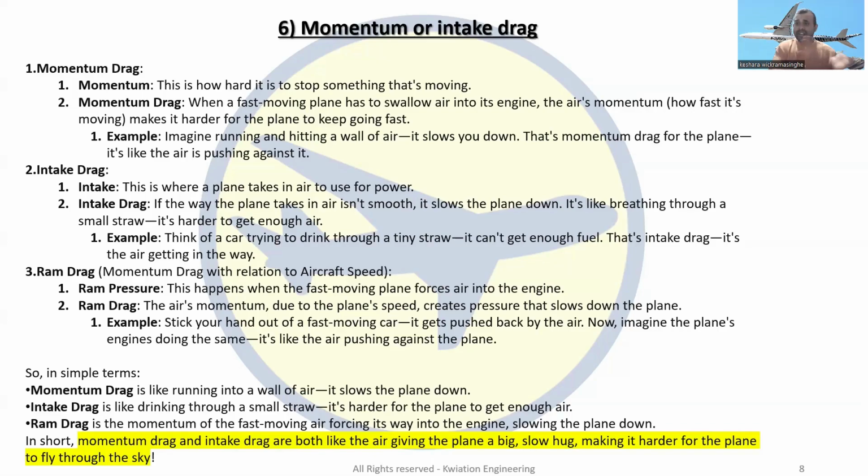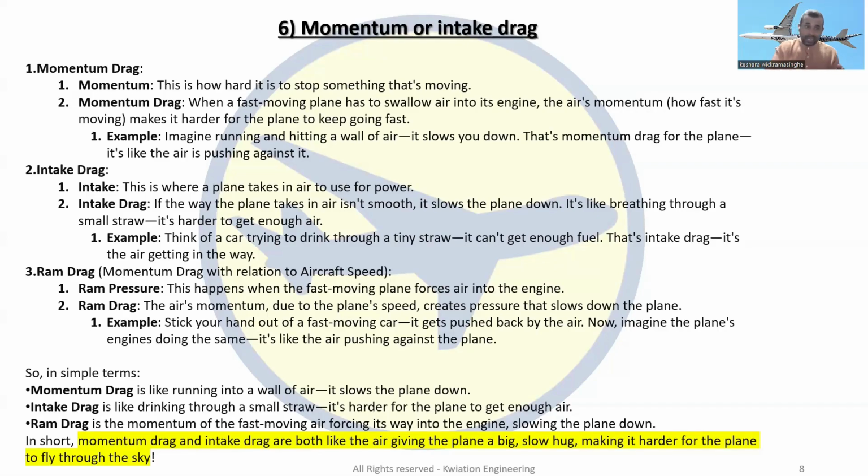All right. So now the ram drag. Okay, something else: momentum drag in relation to the aircraft speed. So ram pressure. This happens when the fast moving plane forces air into the engine. So ram drag is the air momentum, due to the plane's speed, creating pressure that slows down the plane.